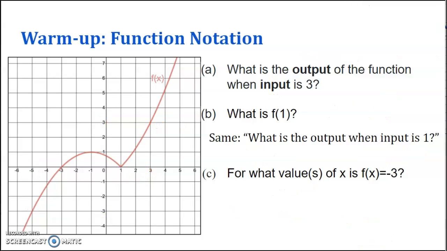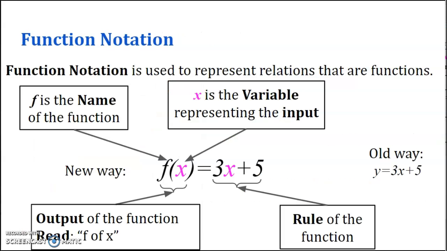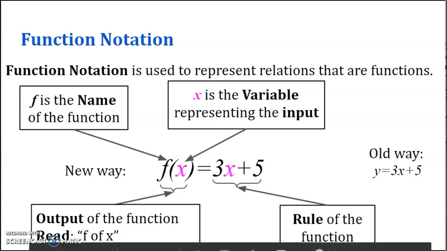Great. So let's continue. All right, so let's just quickly review the function notation. In function notation, f is the name of the function, x, the letter inside the parentheses, is the variable representing the input, 3x plus 5 is the rule of the function, and f of x together is the output of the function.